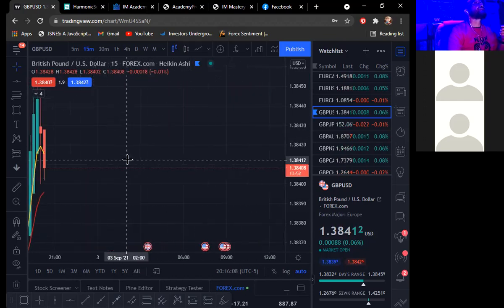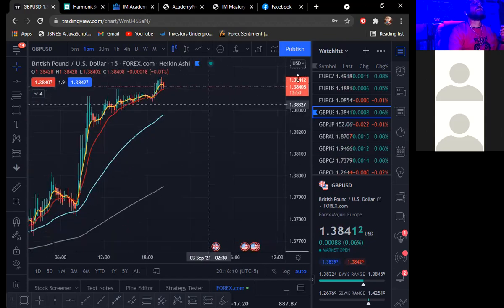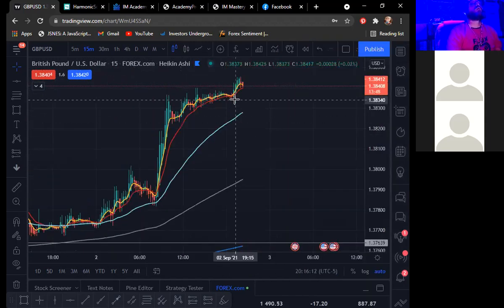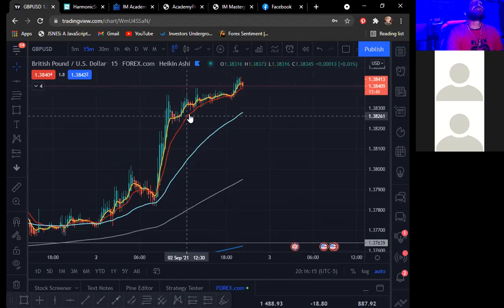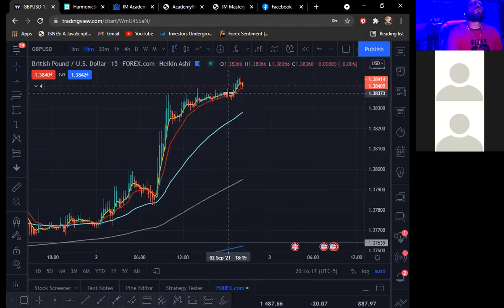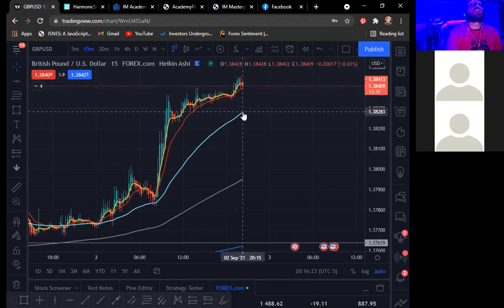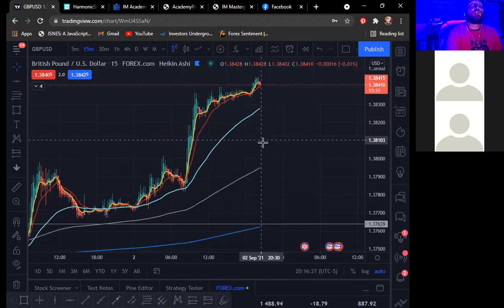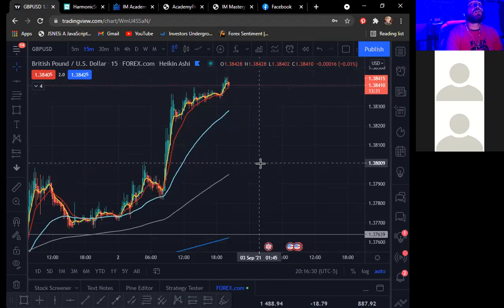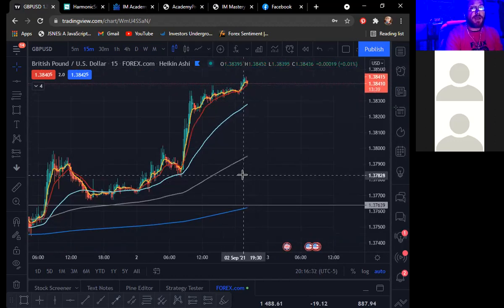So now we're going to zoom in. You see the yellow is still above the red. So we're going to wait till the yellow crosses through the red, and then we're going to look for it to cross through the 50. If this crosses through the 50, you have two very strong indicators that are saying it's going to drop to the 800.